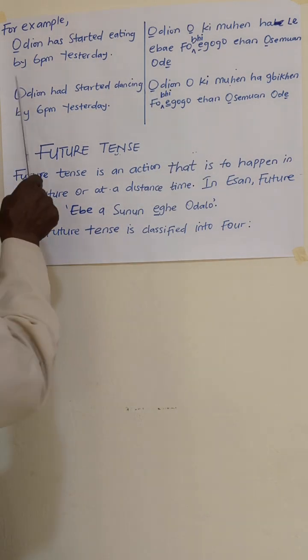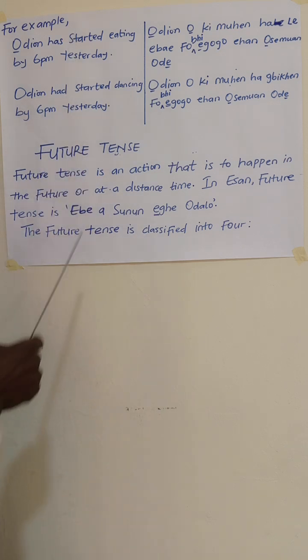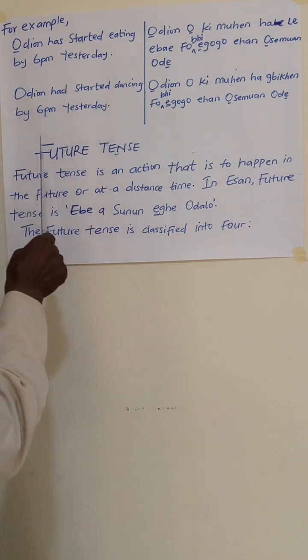In English, Ojo has started eating by 6 p.m. yesterday. The second example, Ojo has started dancing by 6 p.m. yesterday.